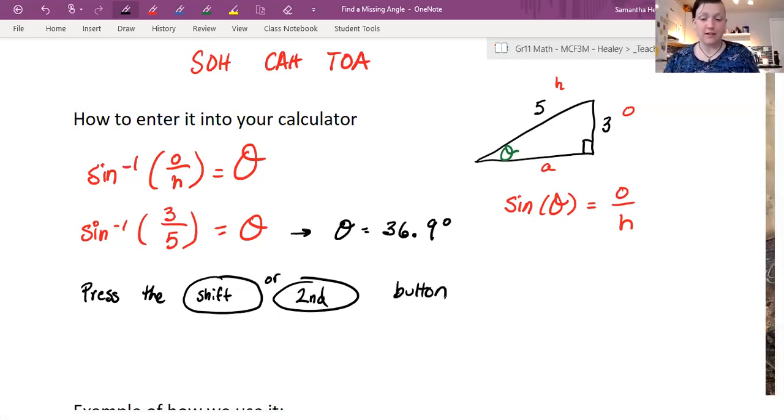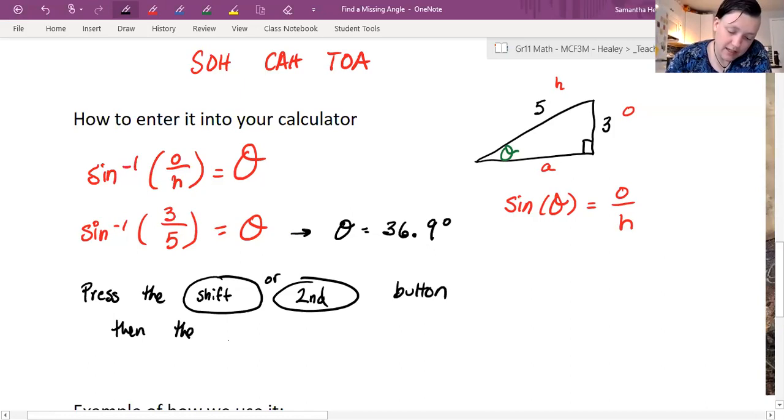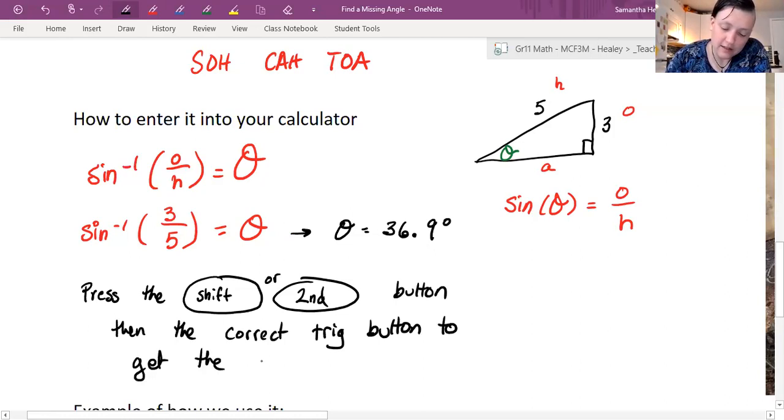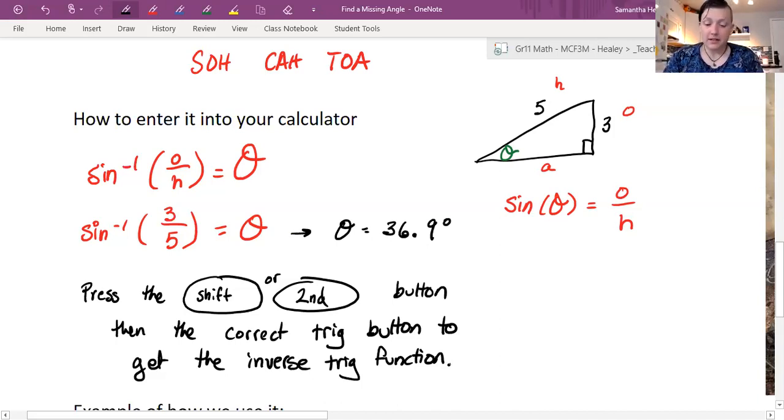Or you can just find the exact name of your calculator with the model name at the top and just Google that and then inverse trig functions and it'll show you how to enter it. But if you're having trouble figuring it out, just let me know. So press the shift or the second button, then the correct trig button to get the inverse trig function. Okay, so that's how we're going to enter it into our calculator.